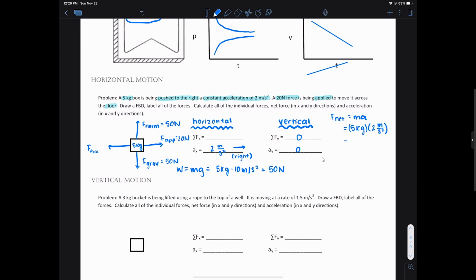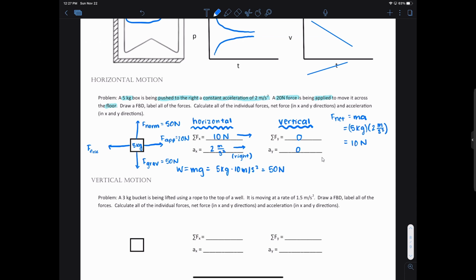Our acceleration is to the right, so we know that we're going to end up with something to the right. So 5 times 2 is 10, so it's 10 newtons. We know that the direction is going to be the same, so when we go back to fill in our little chart, we're going to have 10 newtons, and it's to the right, just like our acceleration is.